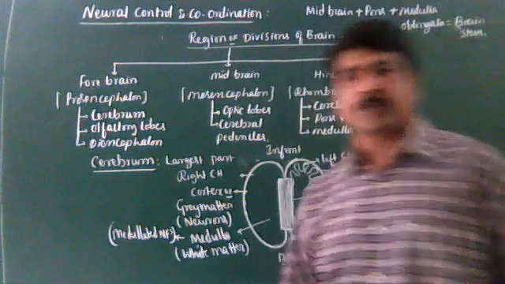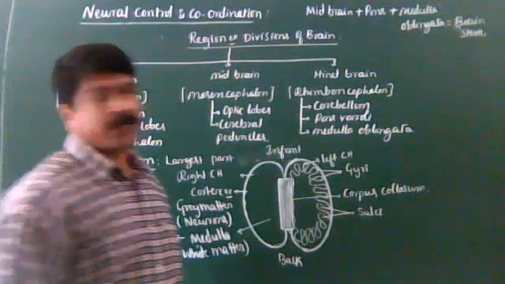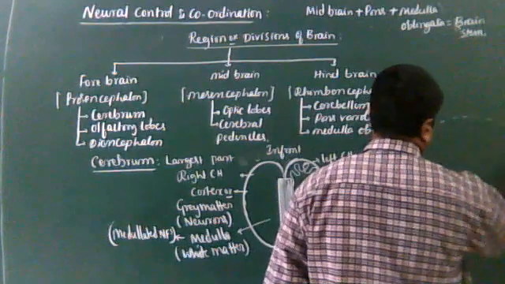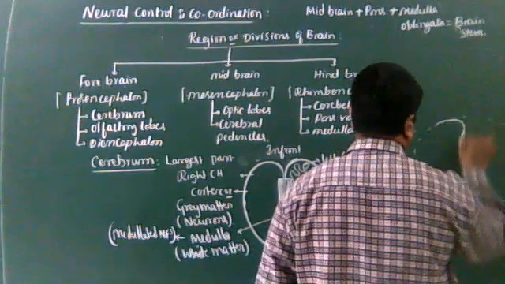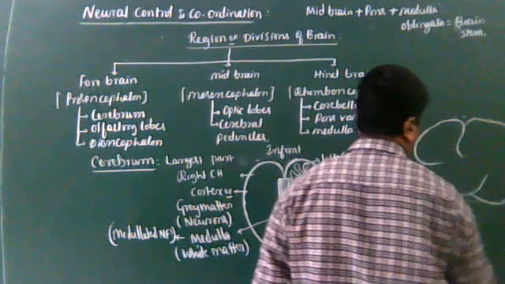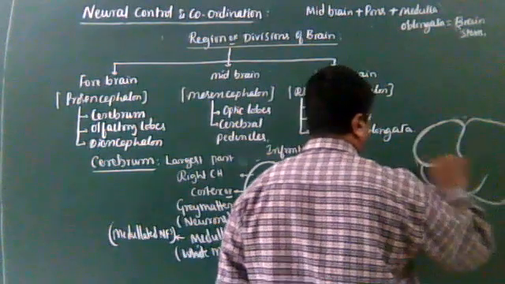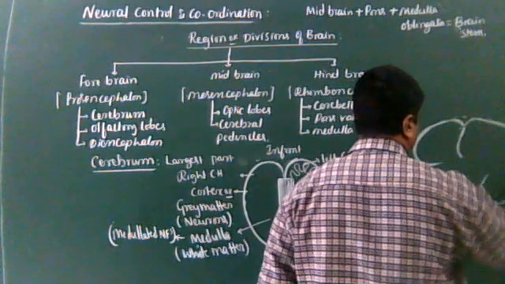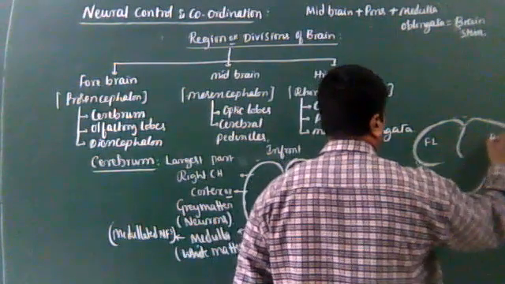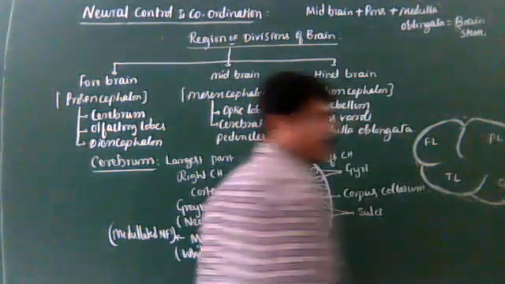Yes, dear students, just now we have completed the cerebral hemispheres. Look at the board. Each cerebral hemisphere is divided into four lobes. These four lobes are named after the bones that cover them. The four lobes are frontal lobe, parietal lobe, temporal lobe, and occipital lobe.